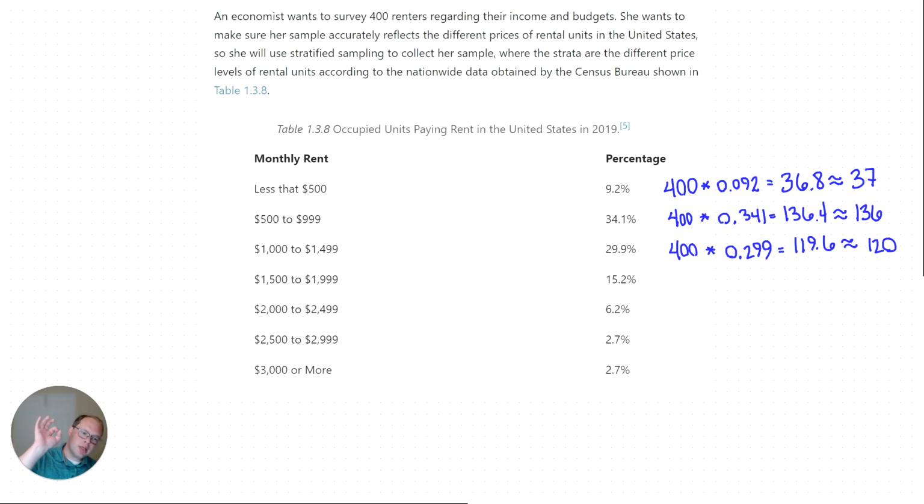Now, I should give one little warning here. Because we have to round, if we did this for all these categories and rounded, it's possible that our final sample size, if we add up all those categories, will be a little different than 400. Without rounding, it'd be exactly 400. But because we have to round, we might get an extra person or lose a person somewhere. So just be aware that because of this rounding, we might not have a sample of exactly 400 people.